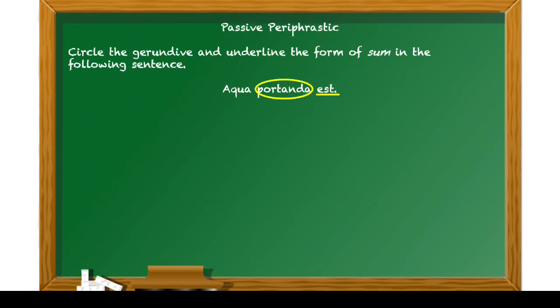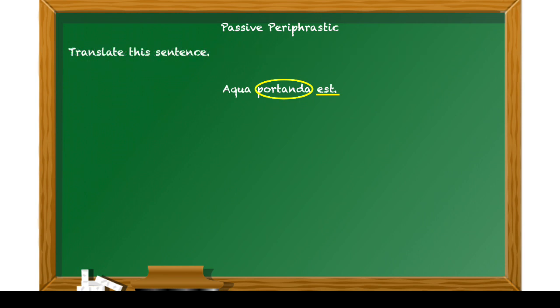You should have circled portanda. It has the nd in there, indicating it's either a gerund or a gerundive. And the a ending clearly shows it's modifying aqua. And you remember a gerundive is an adjective. And then est is our form of sum. Now see if you can translate that sentence.